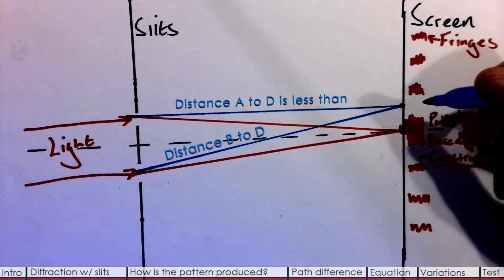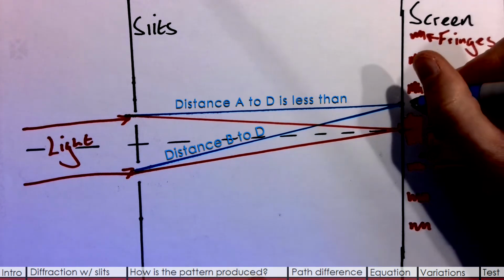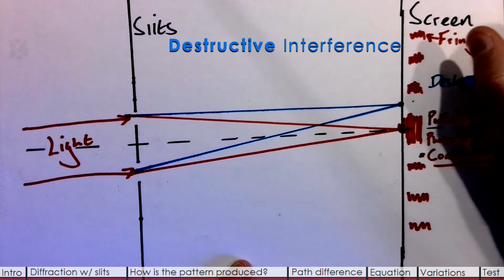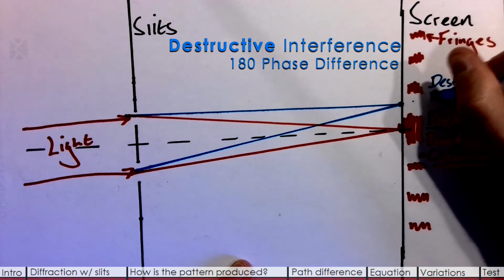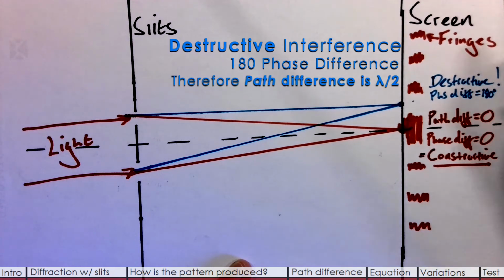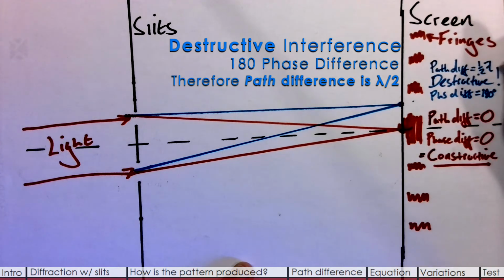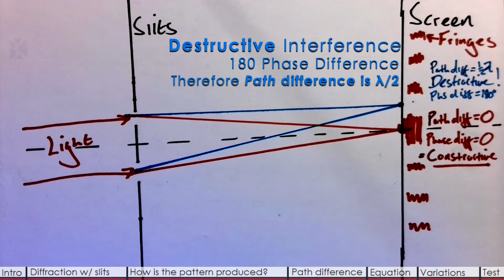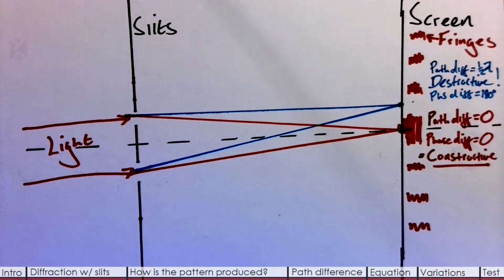Why is that important? Well, here we see nothing. There is destructive interference. This tells us that the phase difference is 180 degrees, and therefore the path difference must be exactly a half of a wavelength. It's the first time where we get this phase difference of 180 degrees. It must have a path difference of a half of a wavelength at this point.